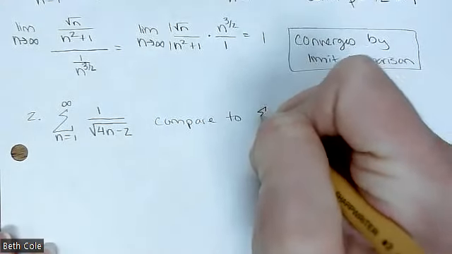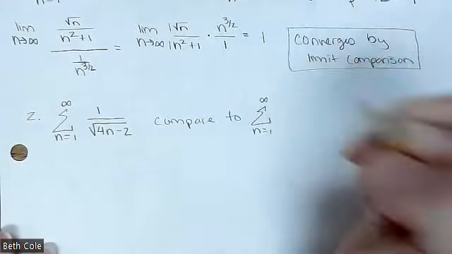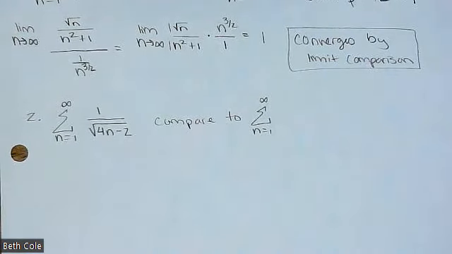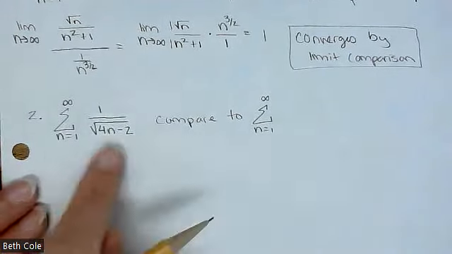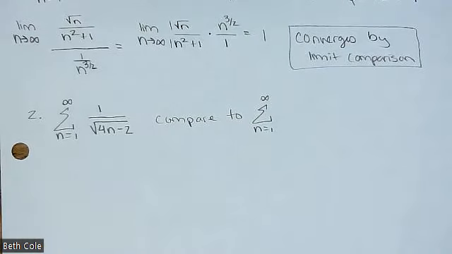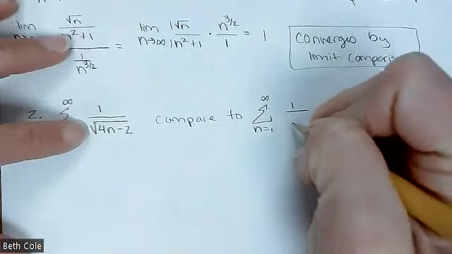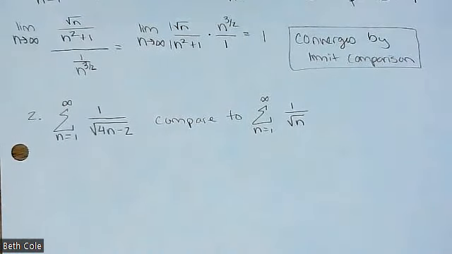So we're going to compare that to something that we're going to try and make a whole lot simpler, because this is complicated. I want to compare it to something that's easier to deal with. So I'm going to make it 1 over square root of n. Do you see how I just got rid of the 4 and the minus 2? You're allowed to do that as long as you keep all the variables. You haven't fundamentally changed it. You just left out all the parts that are complicating it, paring it down to its most basic form.